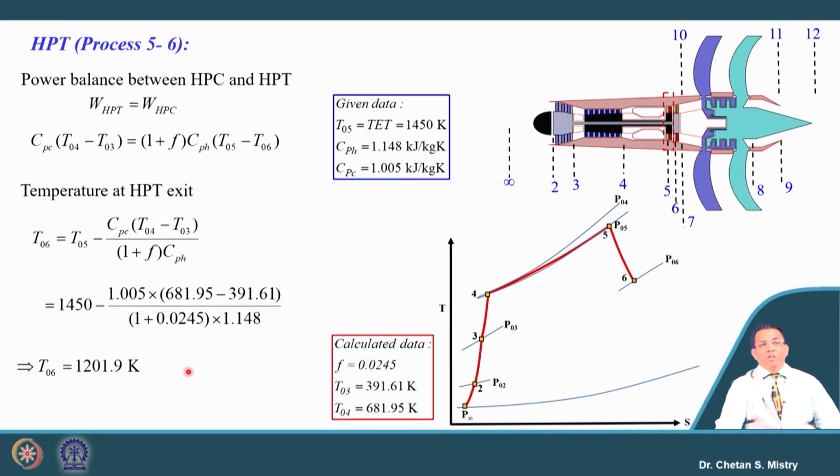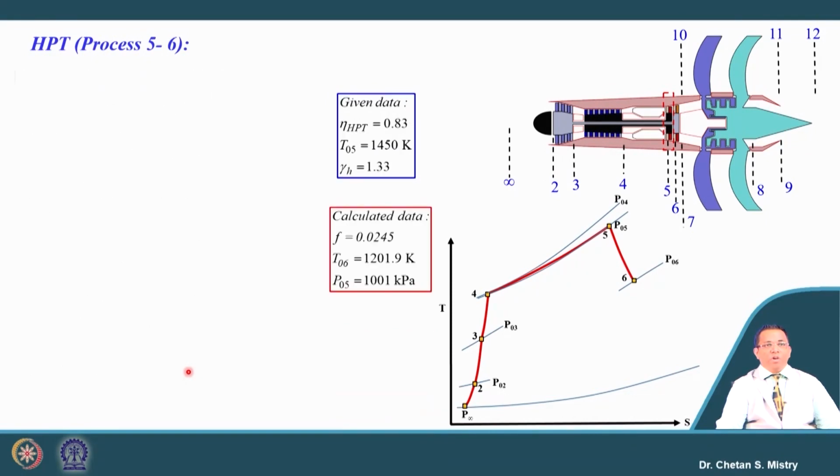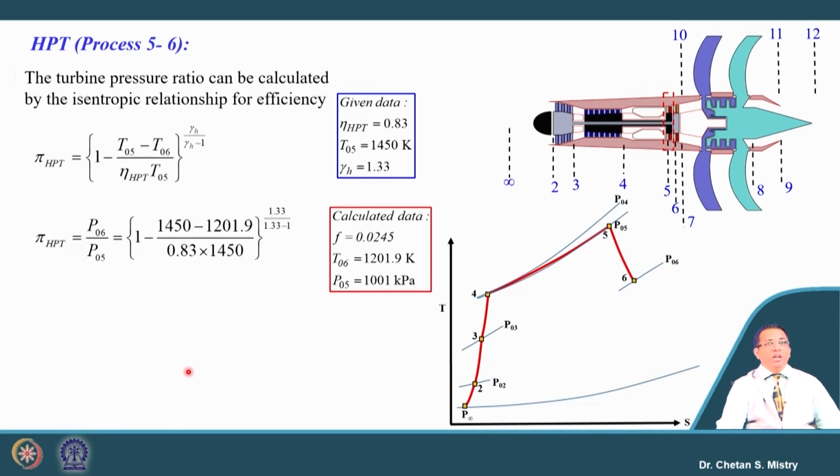Now, in order to calculate the outlet total pressure, we have information about the isentropic efficiency. This isentropic efficiency we can correlate in terms of pressure ratio, or expansion ratio, and that is in the form of temperature. So, let us put that equation. If we put that, the outlet pressure from the HP turbine comes to 441.12 kilopascal.